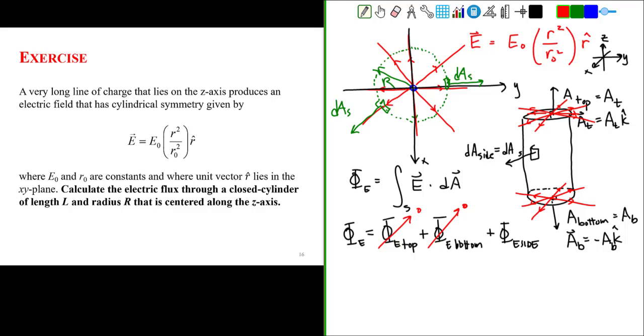Now, looking at the electric field through the side, the electric field through the side will produce a flux that is not zero. And we're going to evaluate that. But let's take all of this to the next page.